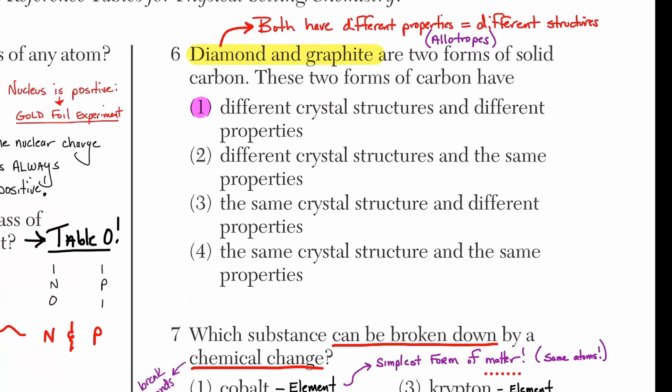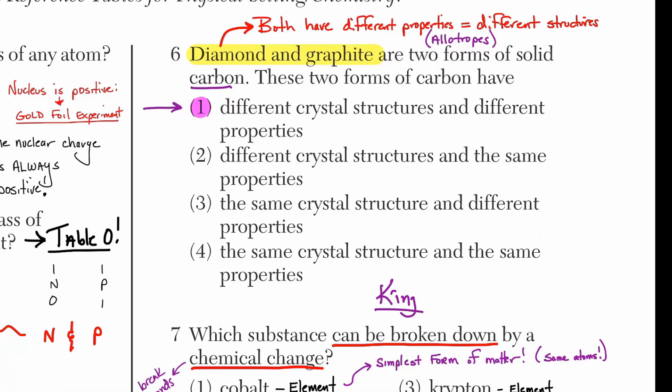Diamond and graphite. I thought I might have mentioned these. They are two forms of solid carbon. Whoa, they're both made of pure carbon, yet we know diamonds and graphite have very different properties. Who is king? Structure is king. Different structures, different properties. It's as simple as that.